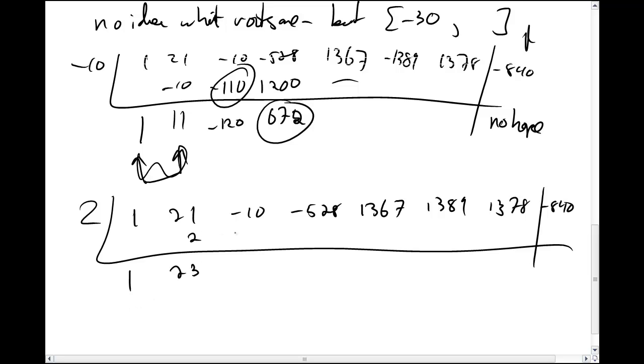23 times 2 is going to give me 46. 46 minus 10 is going to give me 36. 36 times 2 is 72. Subtract 528 from that, and then make it negative 456. 456 times 2 will give me negative 912. Subtract that from 1367, and we'll get 455. Multiply that by 2, and get ourselves 910.